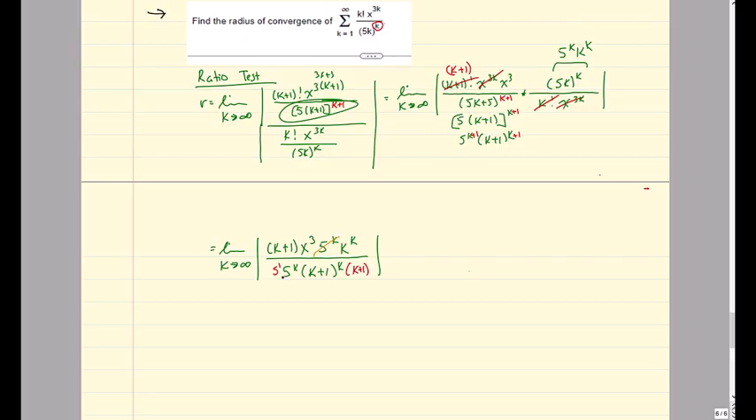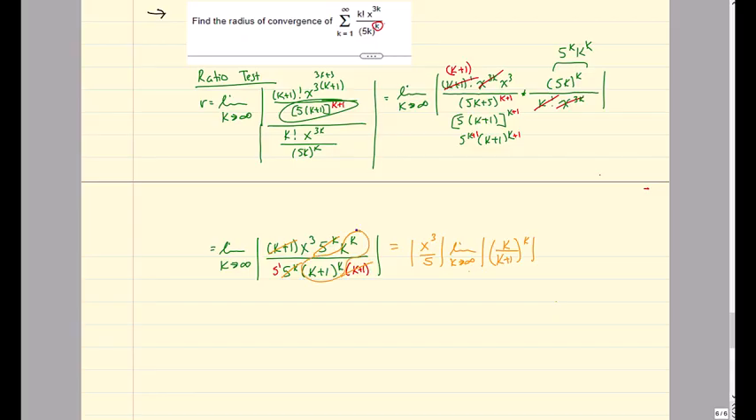So the 5 to the k's cancel, and what else cancels? The k plus 1's. So then I can pull out an absolute value of x cubed over 5, because those are my constants. And then I'm left with the limit as k approaches infinity of the absolute value of k over k plus 1 to the k. So that's what's left right here for my limit.